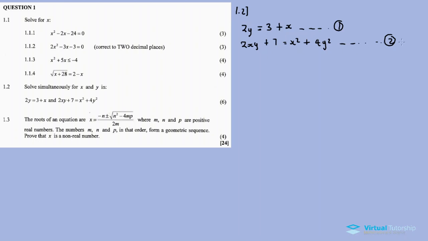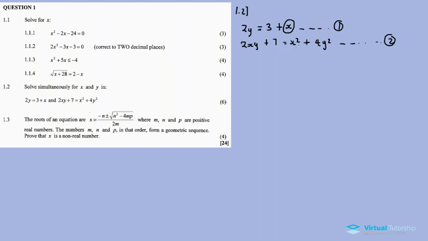So therefore, in a simultaneous equation, I need to take either equation 1 or equation 2 and make x or y the subject of the formula and generate equation number 3. So you start with equation 1 and make x the subject of the formula. Why? Because that's the variable without a coefficient and it is not squared as well.